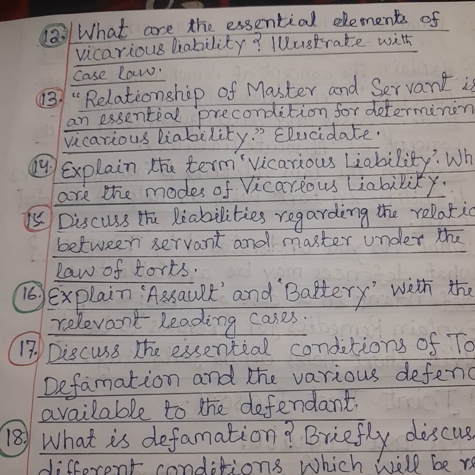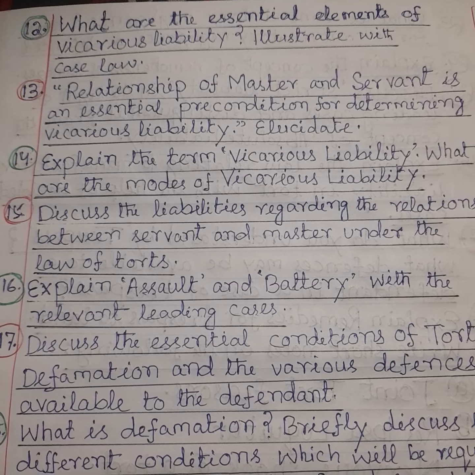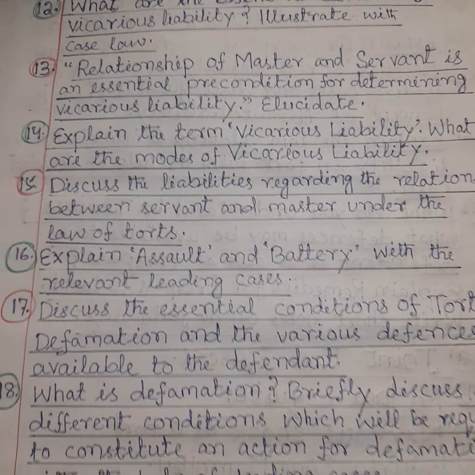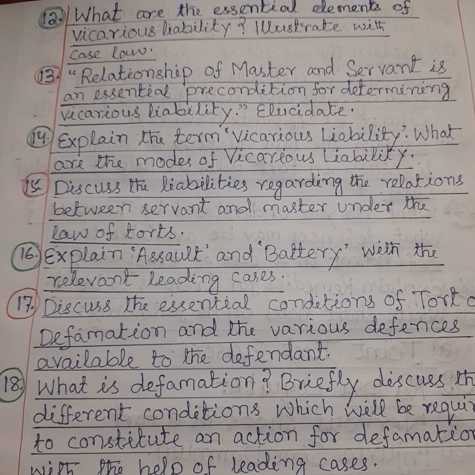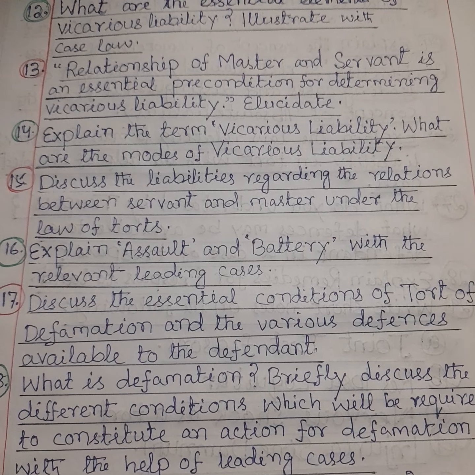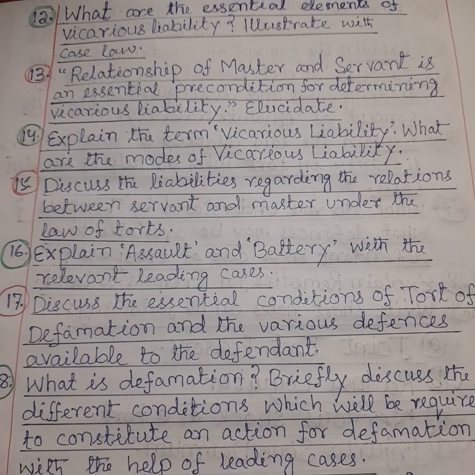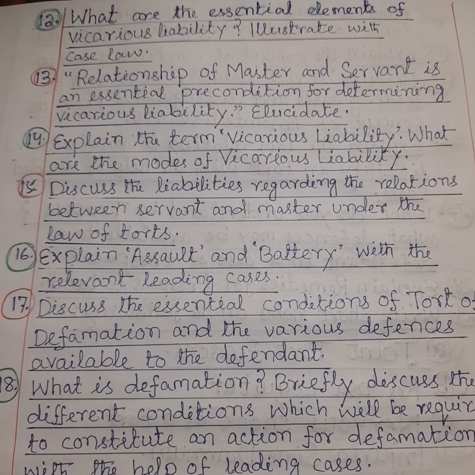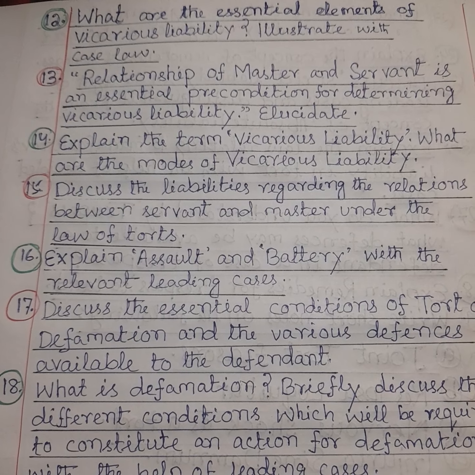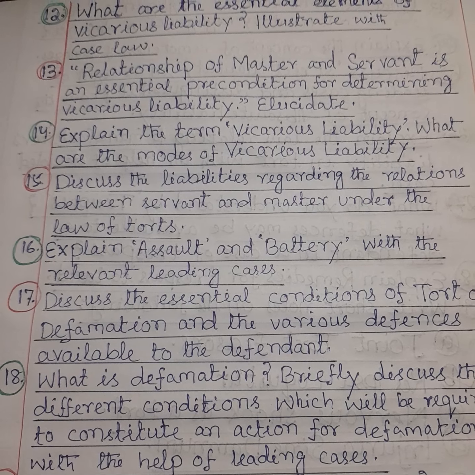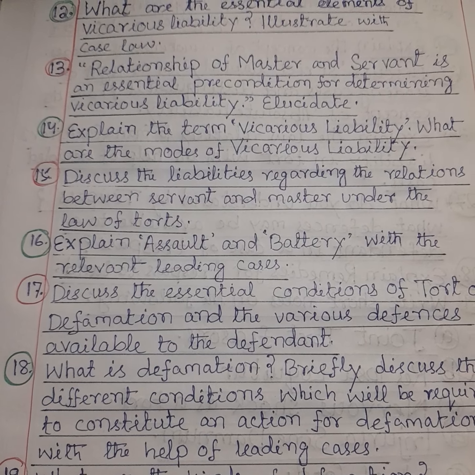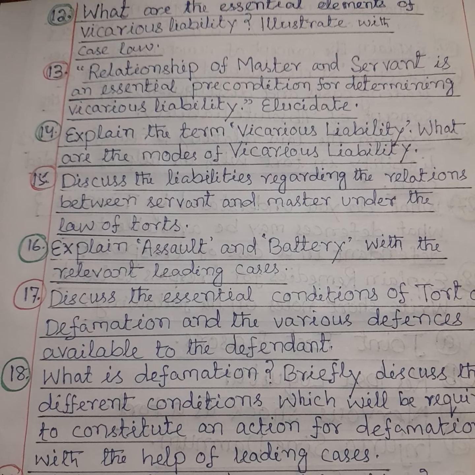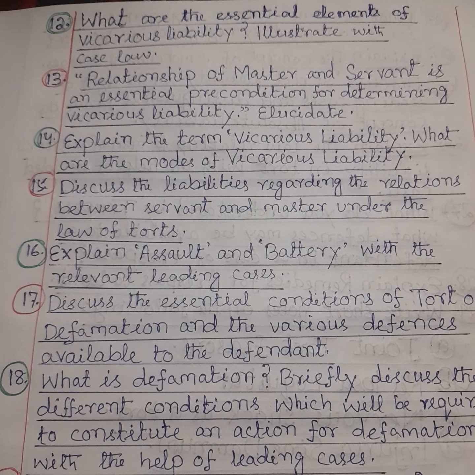Question number 12. What are the essential elements of vicarious liability illustrated with case law? Then question number 13. Relationship of master and servant is an essential precondition for determining vicarious liability, elucidate. Explain the term vicarious liability. What are the modes of vicarious liability? And question number 15, discuss the liabilities regarding the relations between servant and master under the law of tort.